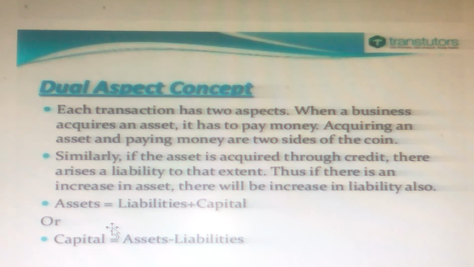That's why the dual aspect concept is very, very important. So what is the meaning of the dual aspect concept? It is called two aspects: the giving aspect and the receiving aspect. For example, when you go to the market to buy any product, you are paying money. Similarly, you got the product in return. That's why the dual aspect concept is a very important one.